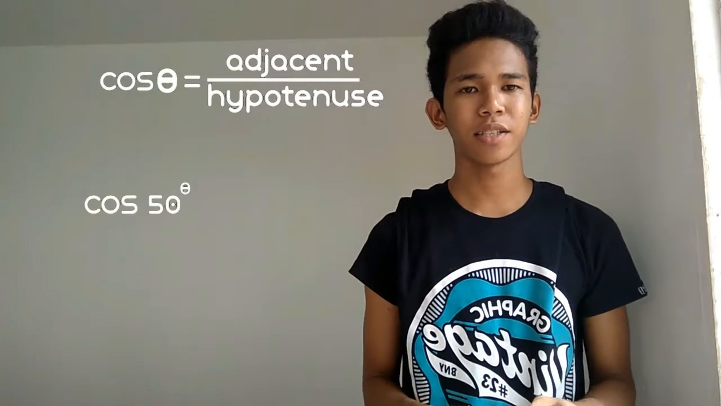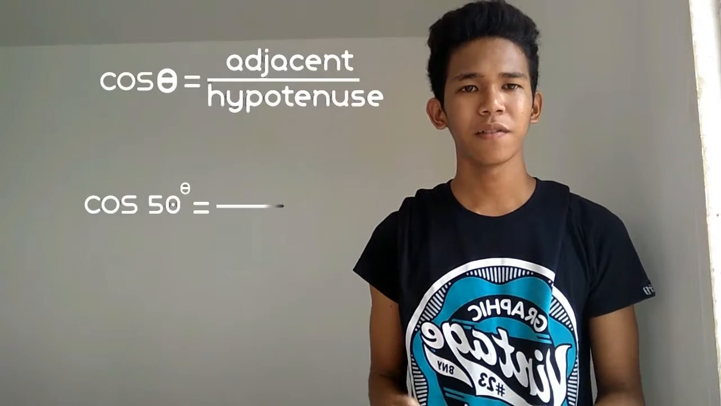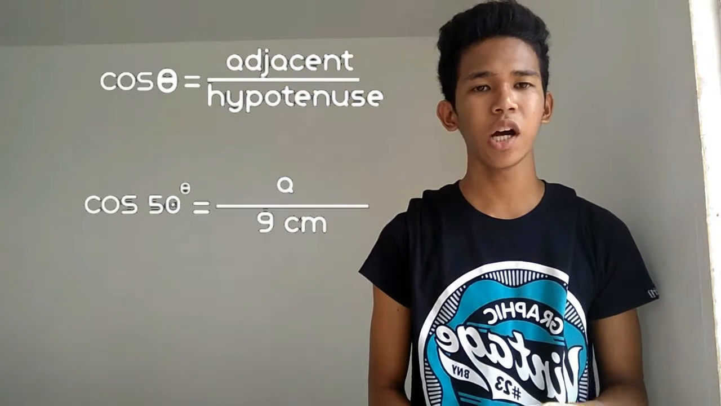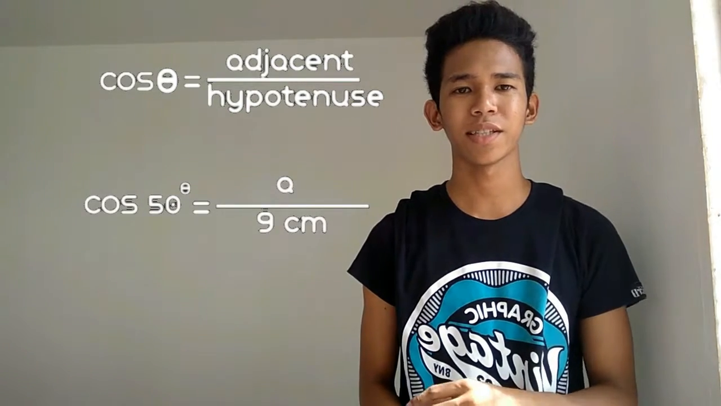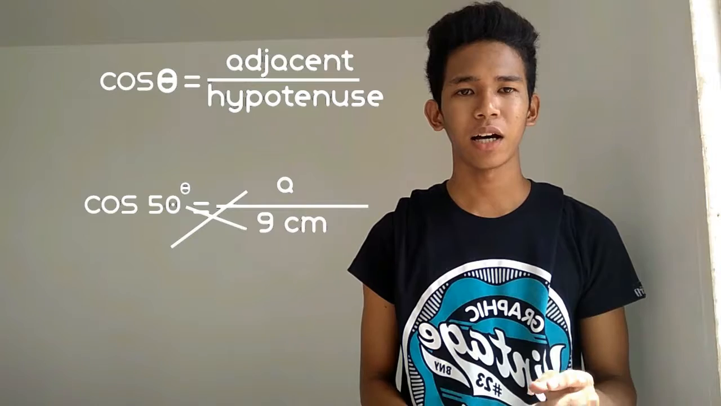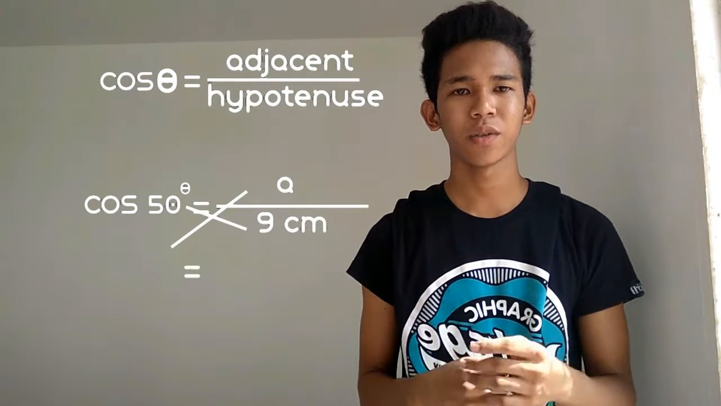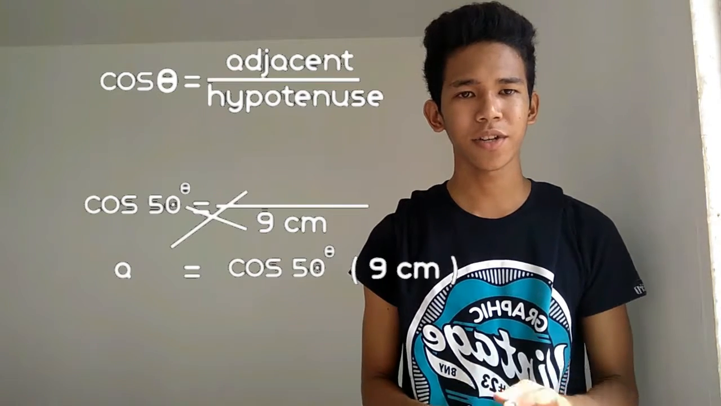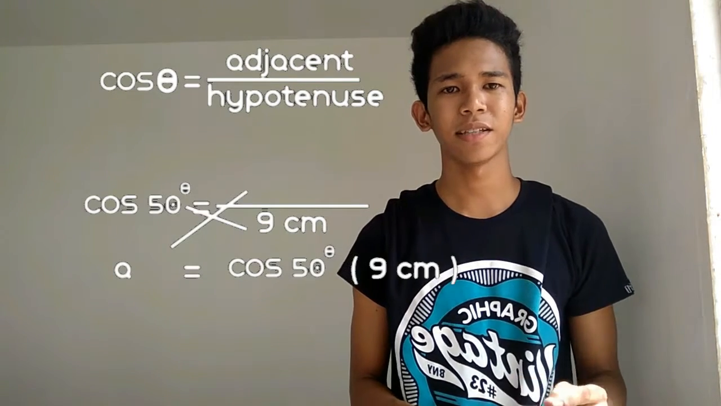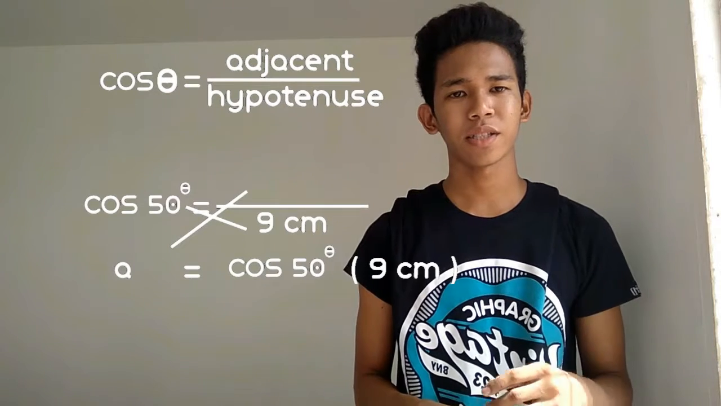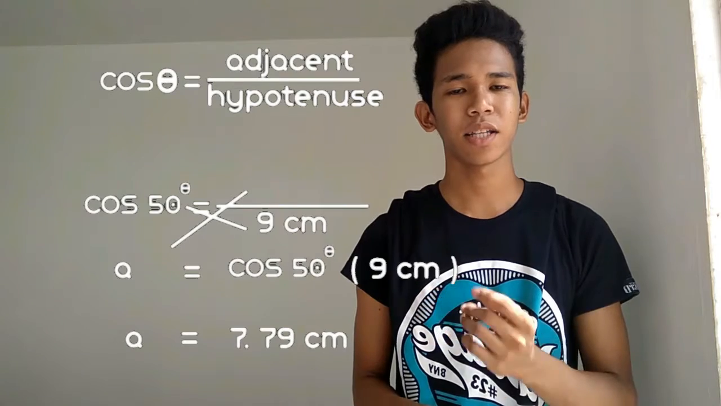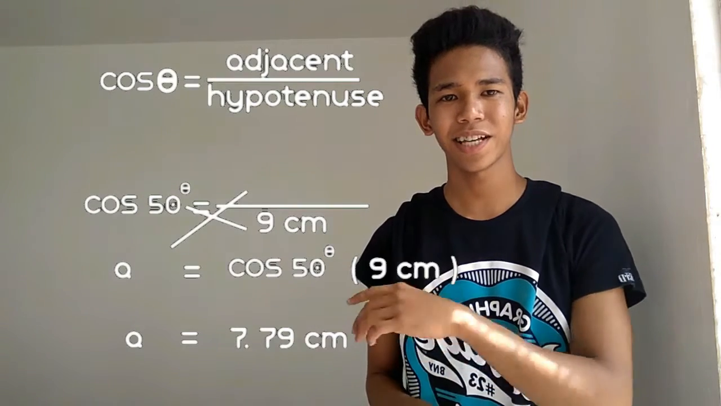Cosine adjacent over hypotenuse is cosine 50 degrees equals adjacent, which we're going to write as small letter a, over the hypotenuse, which is 9 cm. Just cross multiply this, then you will have A equals cosine 50 degrees times 9 centimeters. Let's just plug this in our calculator and we'll have the answer of 7.79. So that's it for a small example.